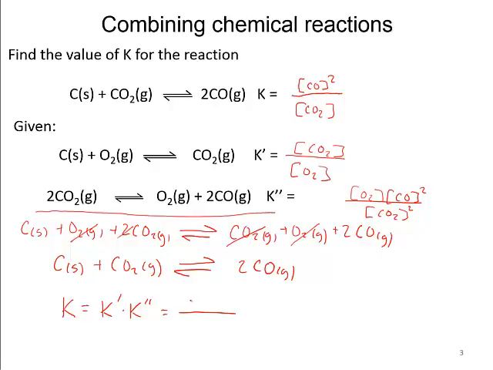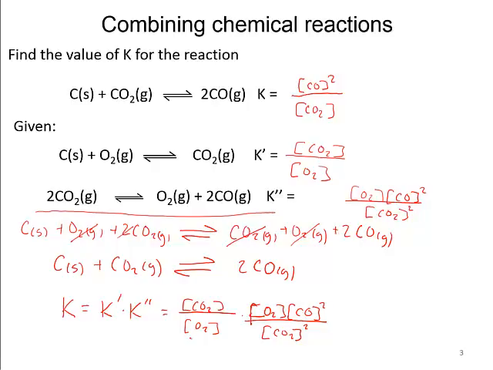K prime is CO2 over O2, and K double prime is the concentration of O2 times the concentration of CO squared over the concentration of CO2 squared. And we can see that in fact the exact same canceling that we were able to do in the summed reactions gets done again.